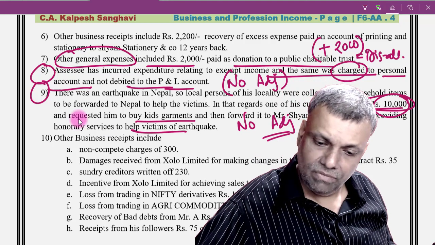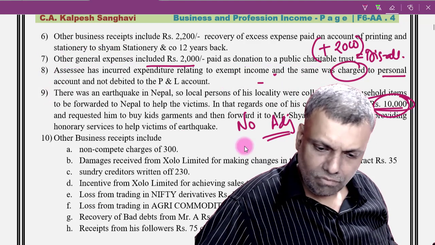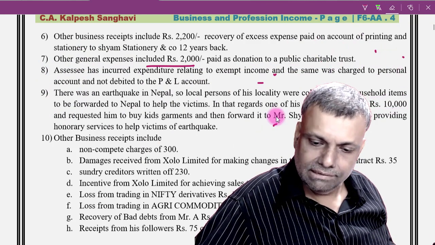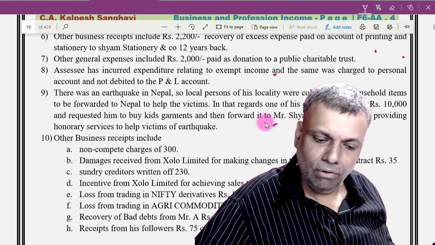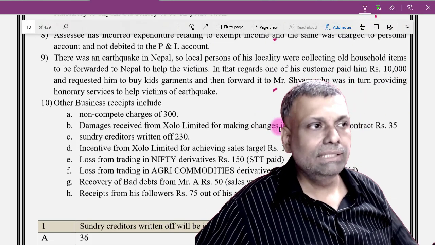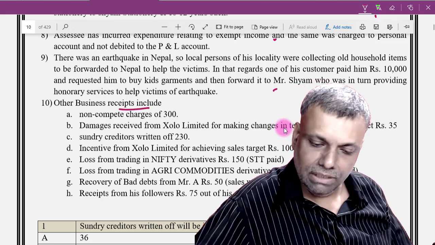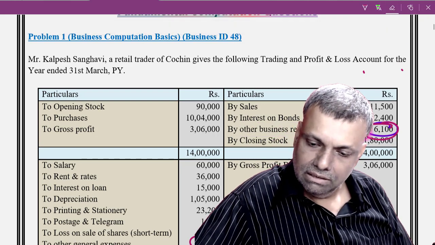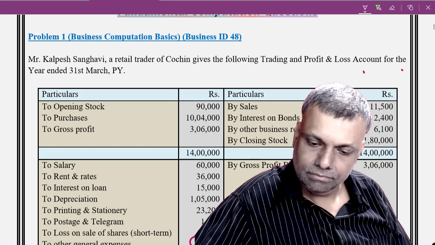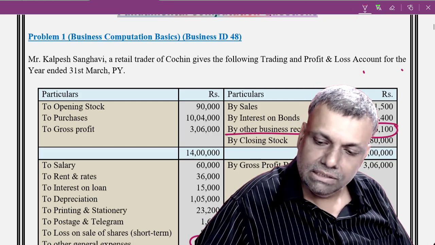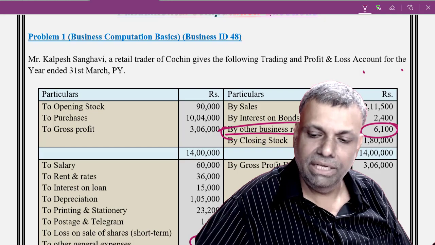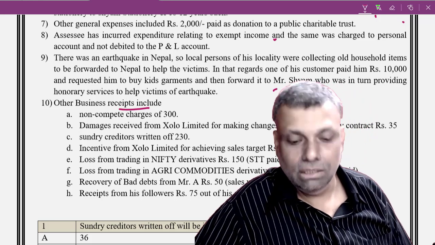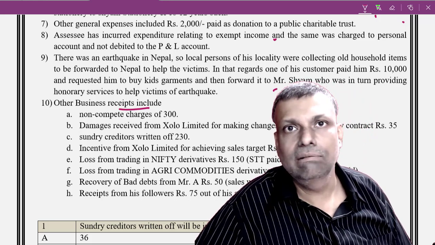Okay, further, point number 10, it says that other business receipts include the following items. Now friends, when I say that other business receipts include, first of all, let me go and check whether there are any other business receipts. Yeah, see, other business receipts is this figure, which is already there in the credit of my P&L and trading account. Okay, so other business receipts include certain items and certain adjustments.